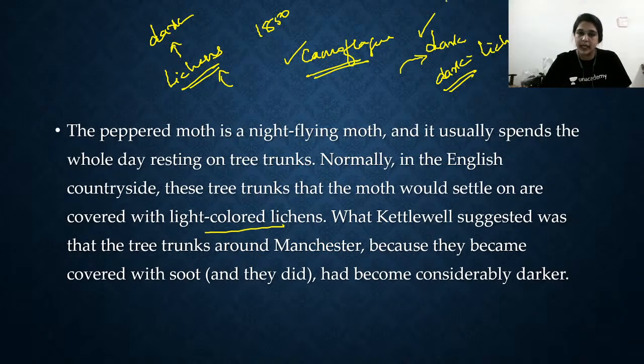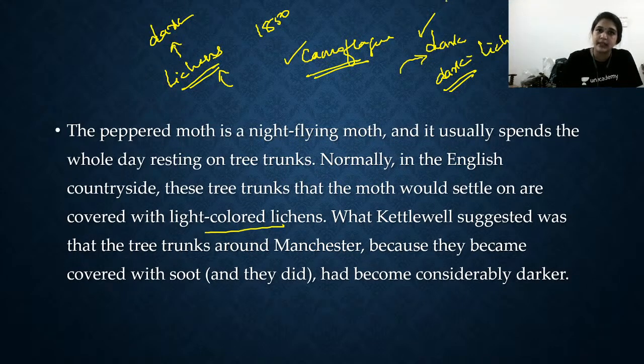Initially, before the 1850s, these peppered moths in England were light colored. Why were they light colored? They were resting on tree trunks, and those trunks had light colored lichens. Lichen is a symbiotic relationship between algae and fungus. After the industrial revolution, due to pollution, these lichens started having a dark color. So when these moths rested on dark colored lichens, they were easy prey for the predators.